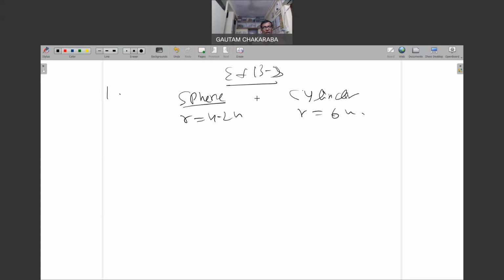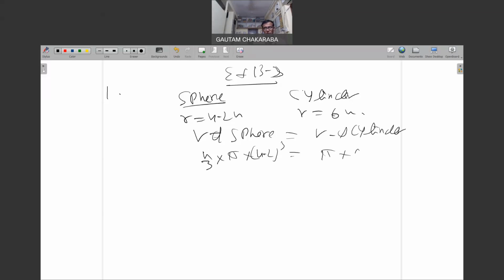So that means the sphere is melted. After melting the sphere, he made a cylinder. So volumes of both of them are equal. The volume of sphere equals volume of cylinder. So 4 by 3 pi into 4.2 cube equals pi into 6 square into h. Pi cancels. Now after that you calculate the result. Okay.